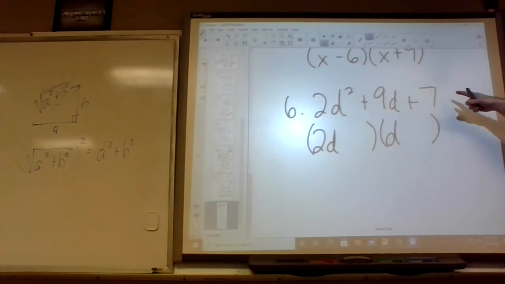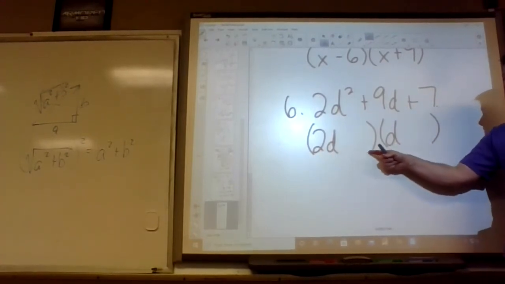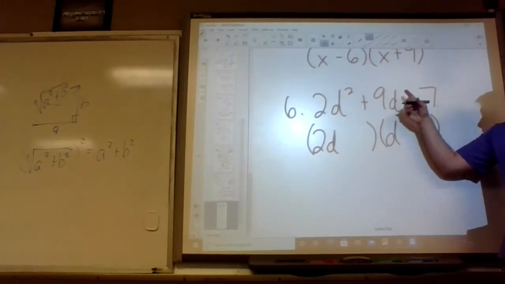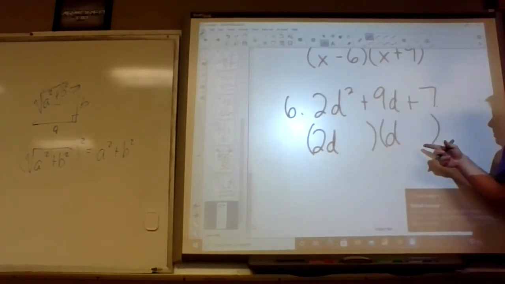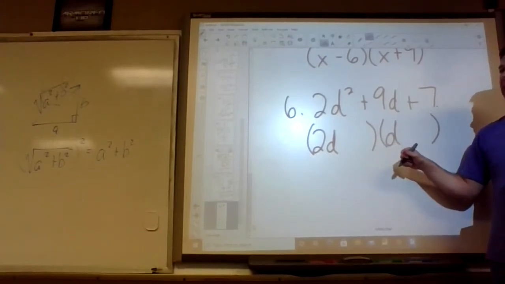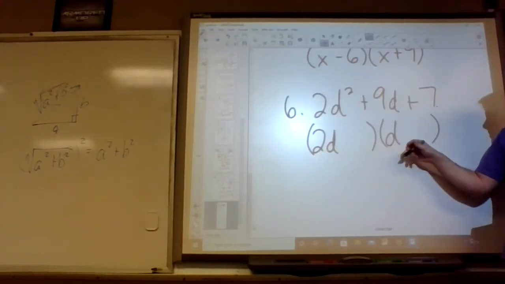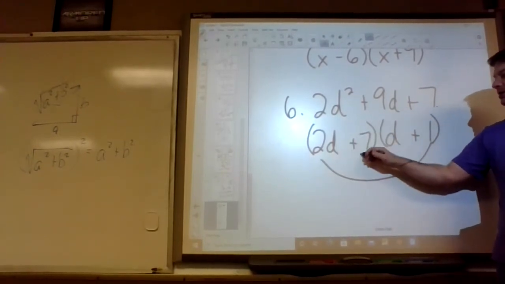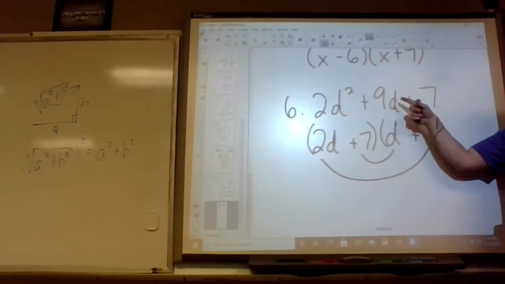On the back, we say what multiplies into 7, that when you FOIL it, adds up to 9. Not what goes into 7 that adds up to 9; there is nothing. But when you FOIL it, it adds up to 9. 1 and 7. 1 times 2 is 2. We need 2 times 1 and 7 times 1, plus. So I need a 1 here, that's 2 times 1, and I need a 7 here, that's 7 times 1D. So that's 2D plus 7D, which is 9D.